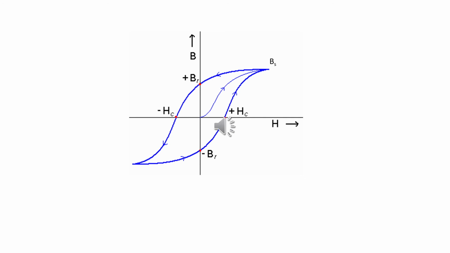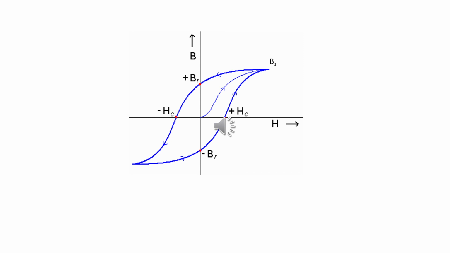Now the field is applied along the positive x-axis. The magnetic induction decreases and disappears at plus Hc. Once again, when the magnetic field is increased, the magnetic induction also increases. So this cycle of magnetization and demagnetization takes place in iron.